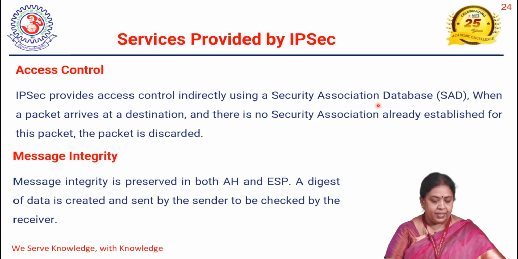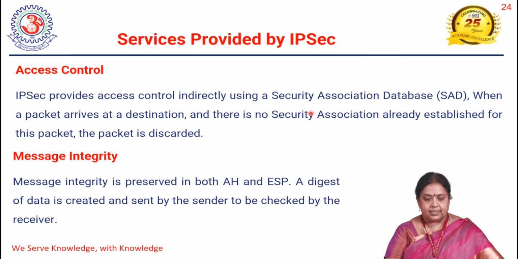So what happens when the packet is received by the destination? The destination is going to check for the security association. In the packet there is a security parameter index, so it will check the index in the database. If it is not available, then the packet is discarded. Thereby we are providing the access control.